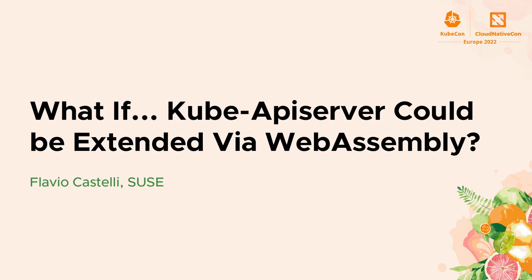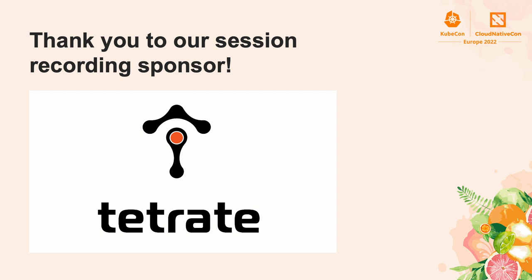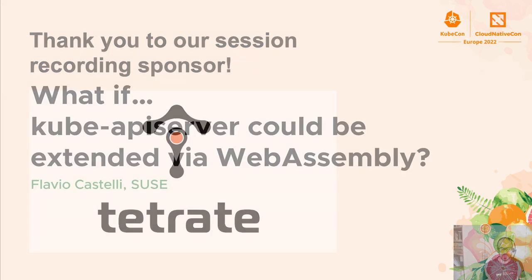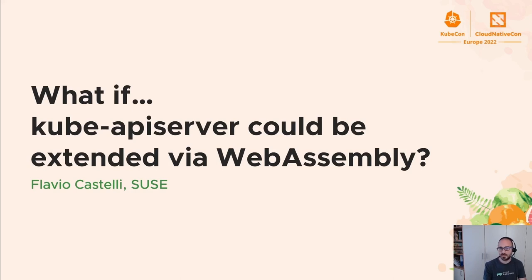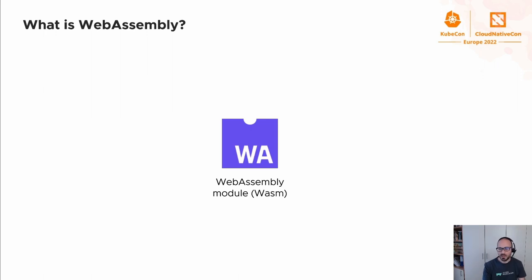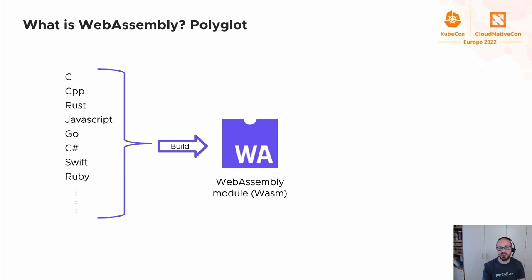I'm here today to talk about this crazy idea about extending the Kubernetes control plane using WebAssembly. For those who are not familiar with WebAssembly, it is a binary instruction format. That means you can pick your favorite programming language, write some code, and then compile this code into what is being called a WebAssembly module. So instead of building a Linux binary for the Intel architecture, you are instead targeting the WebAssembly architecture.